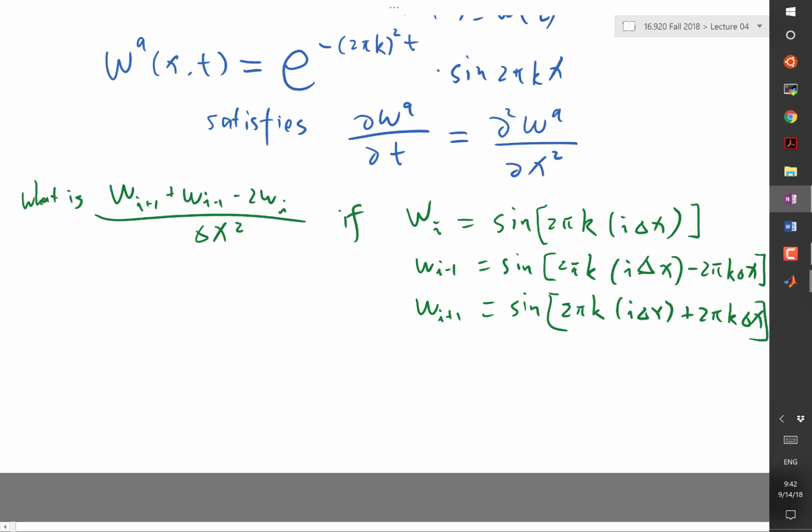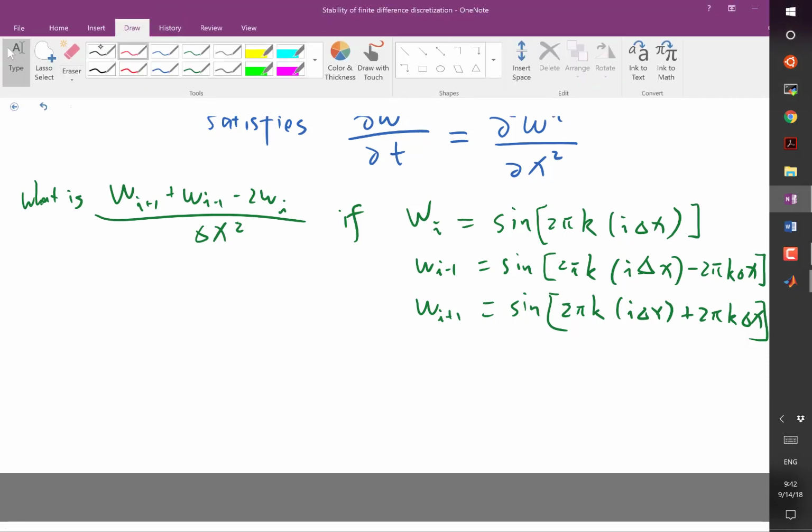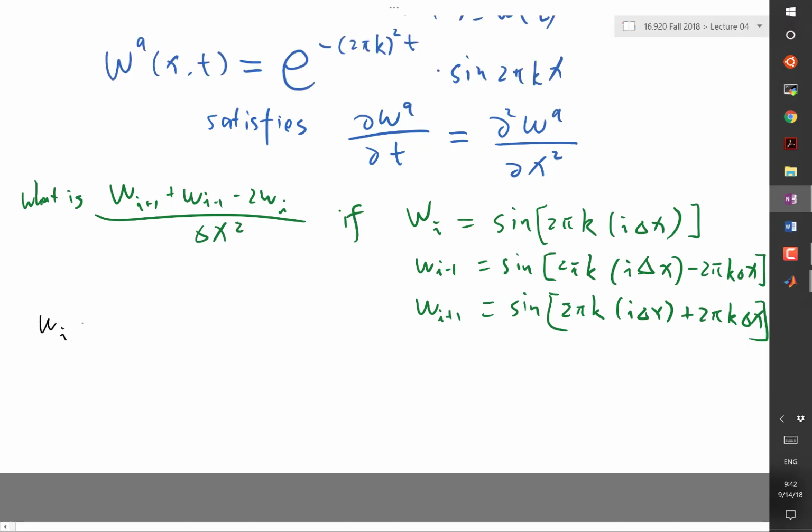So in this case, let's write it slightly differently. We'll write wi as the imaginary part of e to the power. Here, because we use i as the index, let's make sure our notation is clear. Let's use j as the square root of minus 1. So exponential of j times 2 pi k I delta x, and I plus 1, I minus 1, etc. are the same.